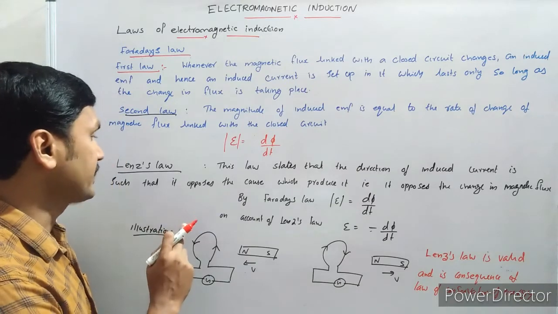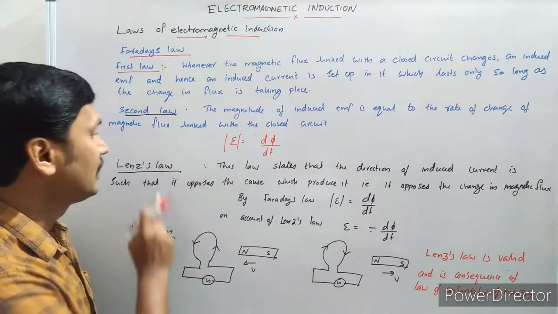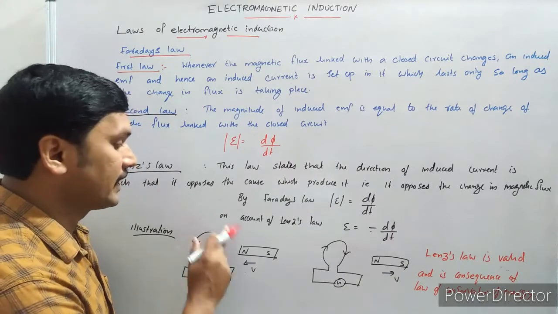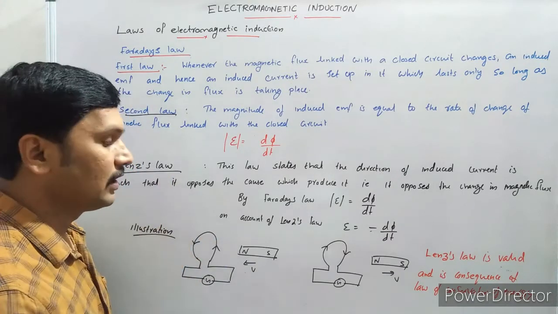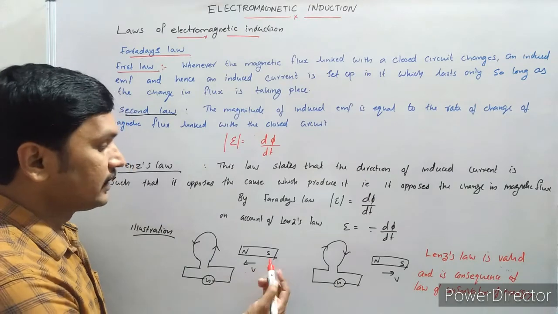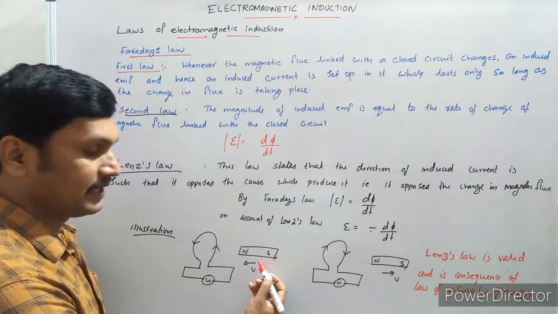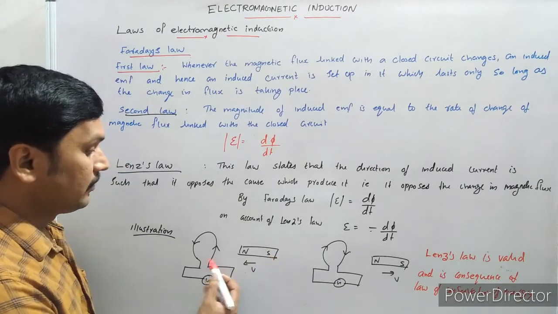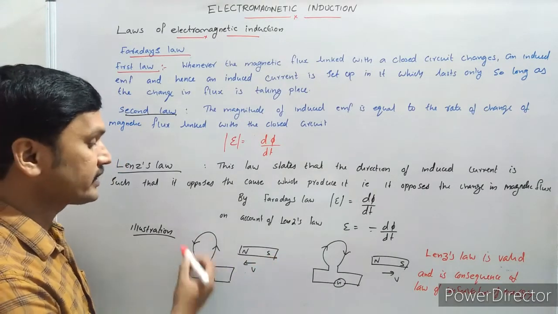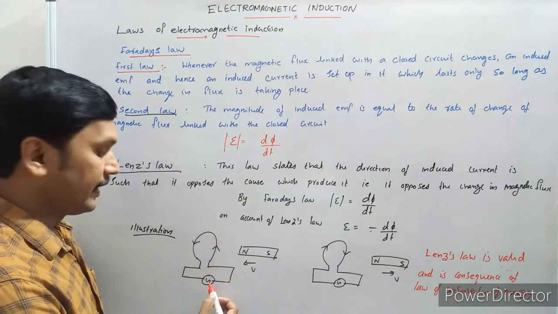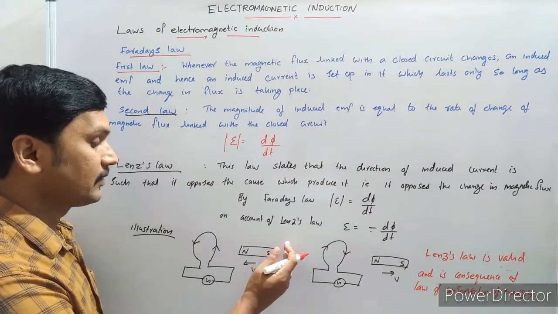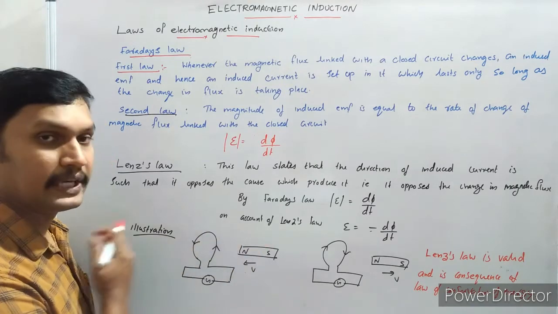Now let us illustrate Lenz's law. How can you predict the direction of induced current by using this concept of Lenz's law? For that, here we have a bar magnet, north pole and south pole. We are moving this bar magnet towards a closed coil. The end of this coil is connected to a galvanometer. We are moving this north pole towards this coil.